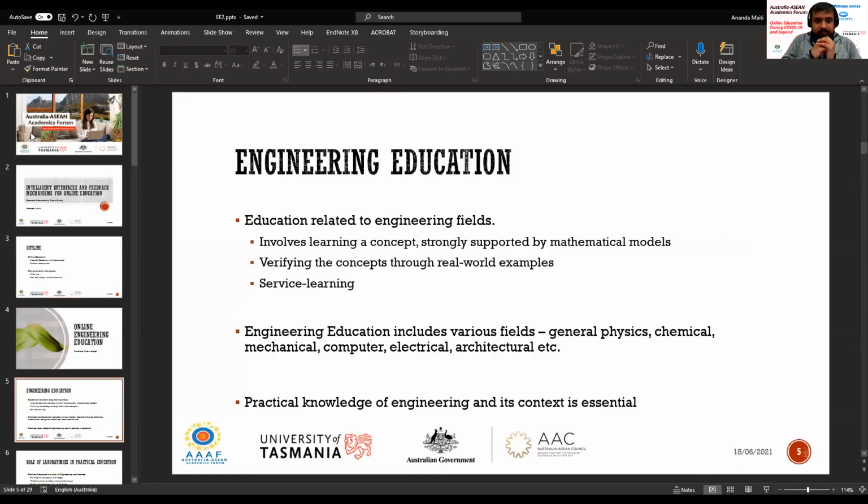So engineering education in broad terms is about anything that is related to the engineering fields, like it could be about general physics, anything related to chemistry, mechanical, computing, electrical, architectural, and a lot of other things. So it almost always involves learning a concept, like related to physics, or it could be any scientific concept. And then it is usually supported by a mathematical model.